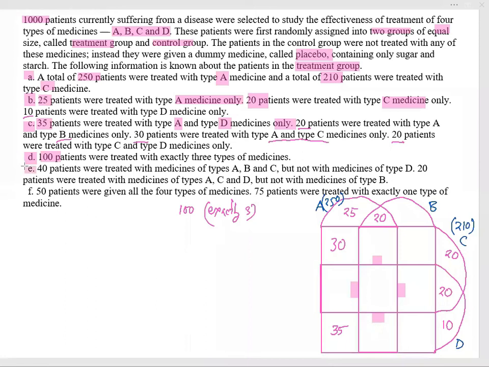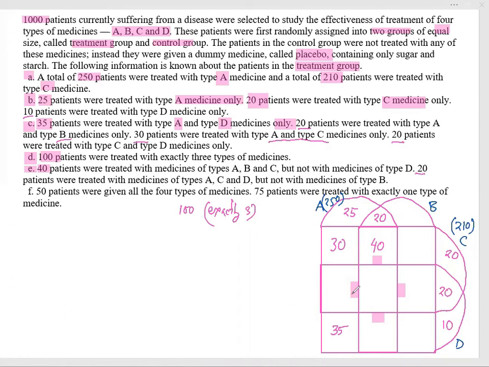Next point, point E. 40 patients were treated with medicine of type ABC, 40 ABC, but not with medicine D. That means exactly 3 ABC, which is this one. It is basically A, B, and C. So our 40 ABC, 40 would go in this zone, but not with D. 20 patients were treated with medicine of type ACD, but not B. ACD.